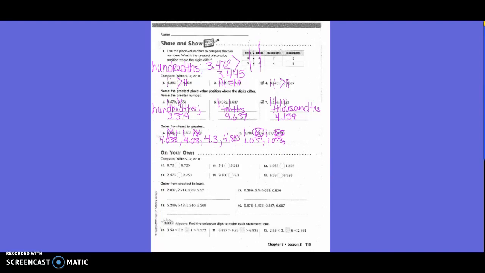Then what would come next? The 7 or the 3? So 1 and 37 hundredths, and then 1 and 703 thousandths. There you go. Did we use all our numbers? Yeah. Okay. So you guys will do 10 through 19 on your own.